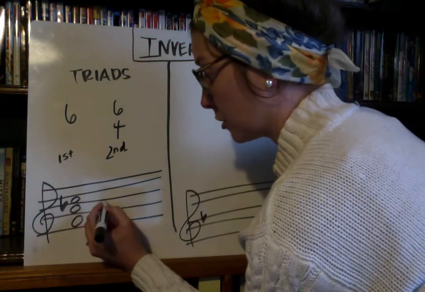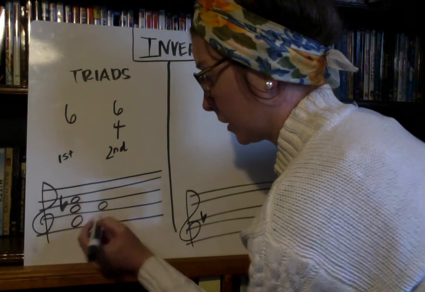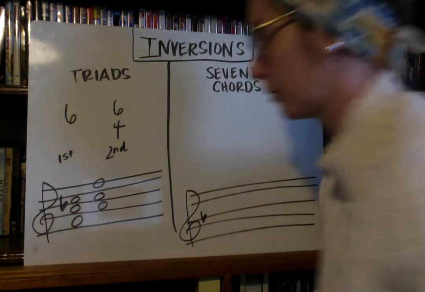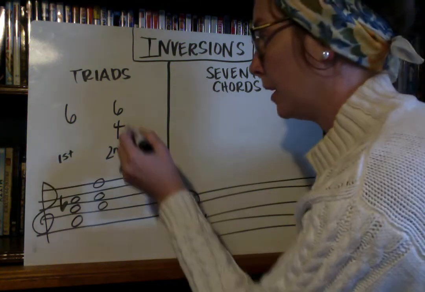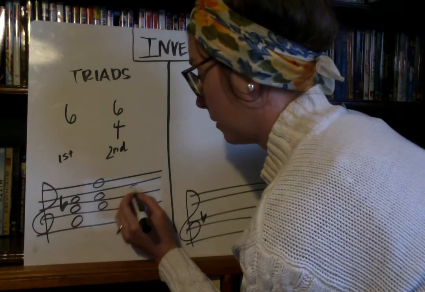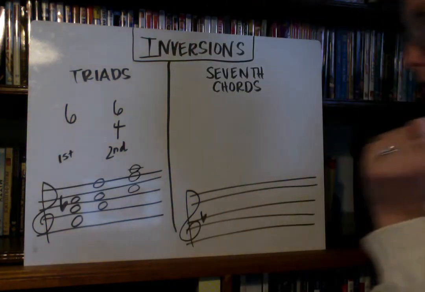So first inversion is on the third, okay? So the lowest note is the third, okay? And then 6, 4 means the lowest note is the fifth, okay? So that's second inversion. Let's review that again.